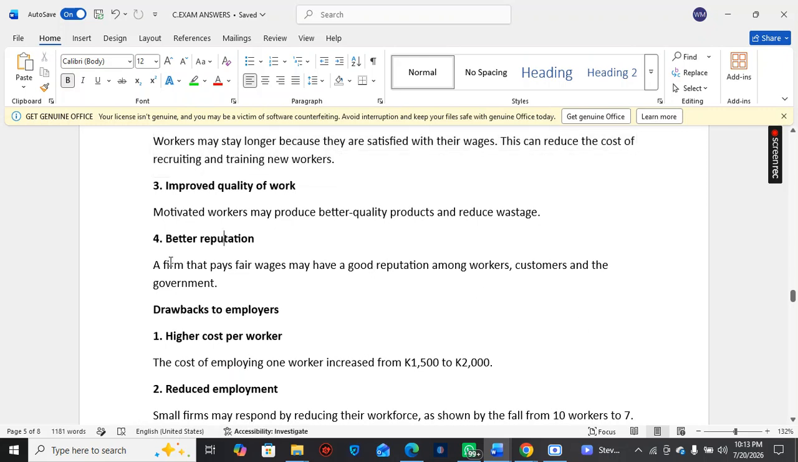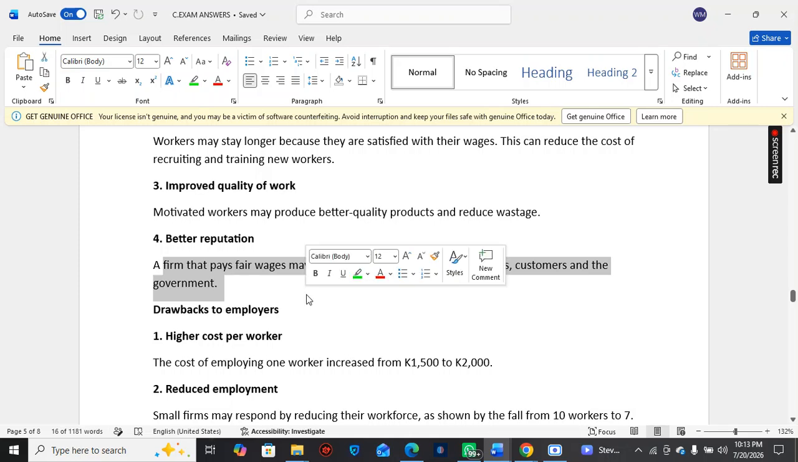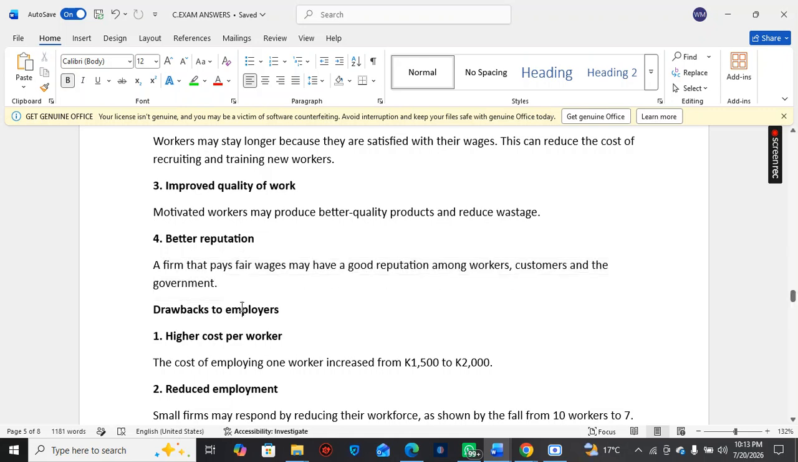Better reputation. A firm that pays fair wages may have a good reputation among workers, customers, and the government, which is true. The minimum wage has been increased. As a firm, you know that you must pay this. You can't pay lower than this. It's a directive which you must follow. When you follow that directive, it gives a good reputation. There are some firms who might not follow the directive. They will get a bad reputation.